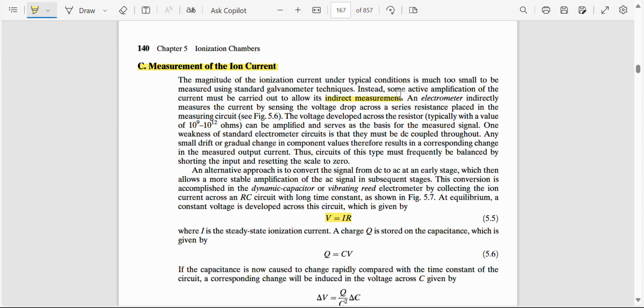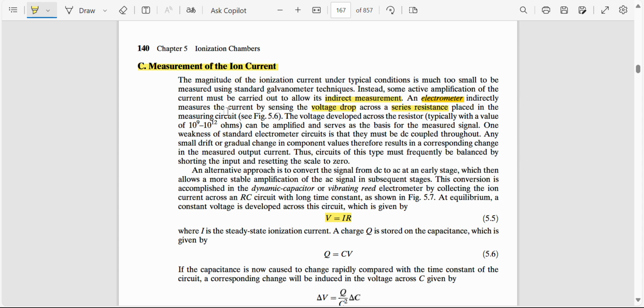indirectly. An electrometer measures indirectly. This is the meter which measures the current by sensing the voltage drop across a series resistance. Voltage drop and series resistance means there is a resistance R and a voltage V, and you have to measure the current. So definitely you use Ohm's law, V equals IR.